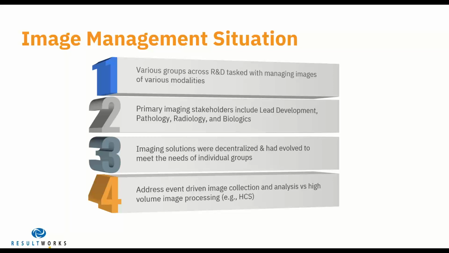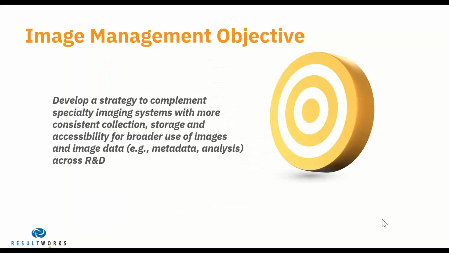So the ask was to start to look at consolidation of this, and we had issues as it defines in item 4 there. Very different types of imaging processing, ranging from event-driven image collection and image data collection and analysis, to things like high-volume image processing that you might see more in a high-content screening environment. So that's the range of imaging issues that we were dealing with.